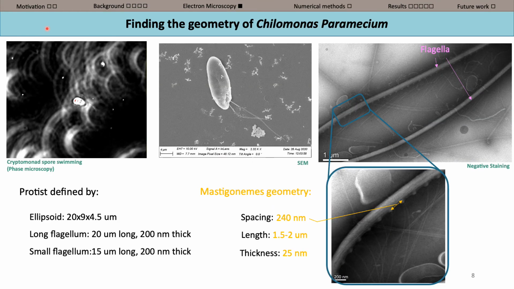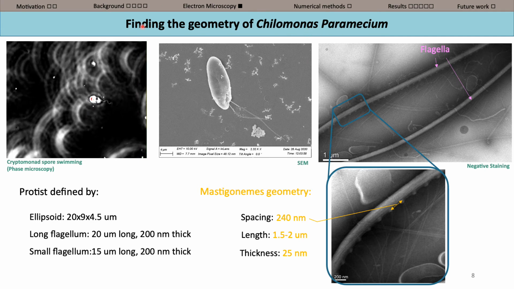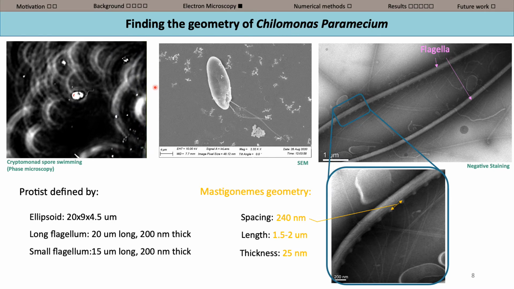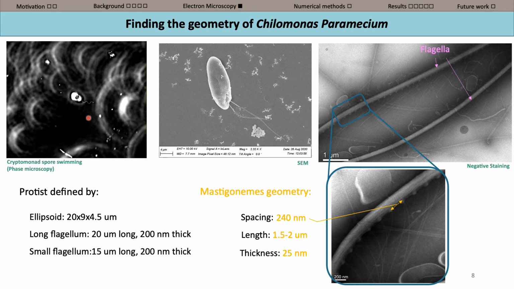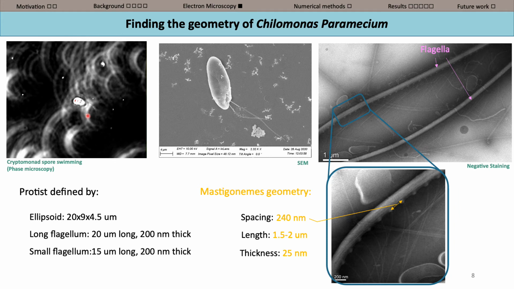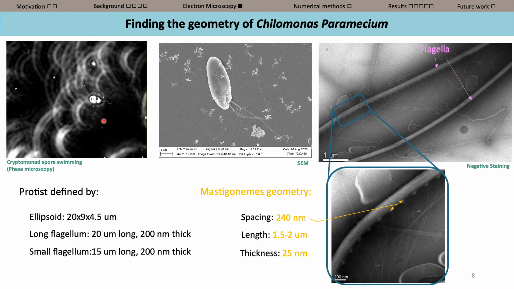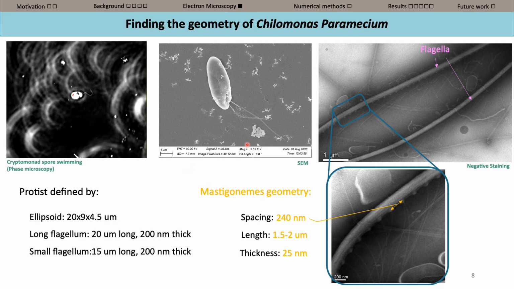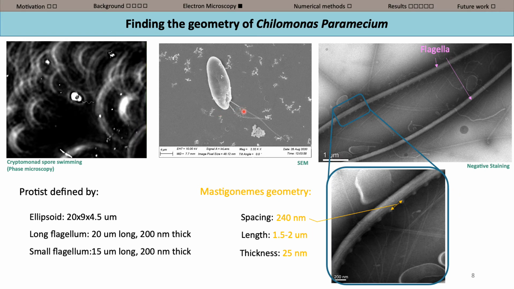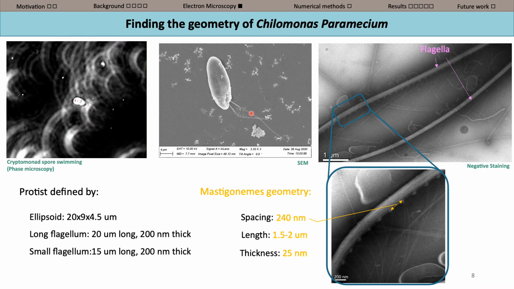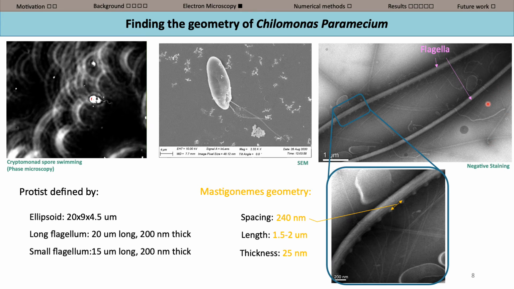We first needed to find the geometry of the distributions of Mastigonemes in our swimmer Chillomanas. To do so, we tried different kinds of microscopy, starting with optical microscopy. So here we have a spore swimming. You can see that even though we can see the flagella, we can't see these Mastigonemes, the small filaments, as the resolution wasn't high enough. Using SEM imaging, we could define the cell body geometry, as well as the length and the thickness of our flagella, but again, we couldn't spot the Mastigonemes. However, using the TEM and a protocol of negative staining, we were able to see them and study their geometry.